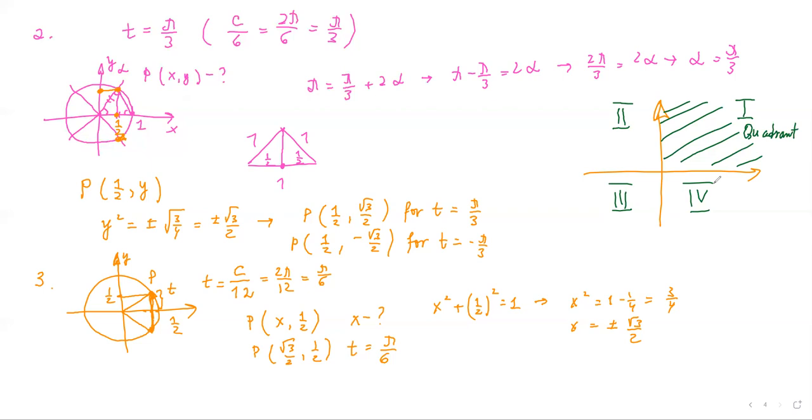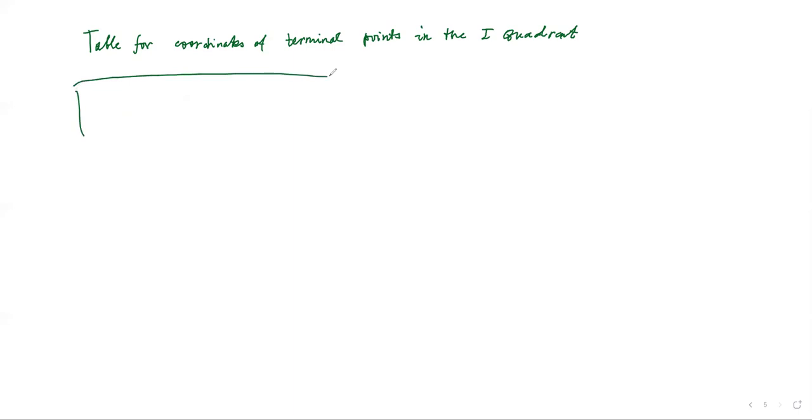Okay, so I'm going to put a table for terminal points in the first quadrant. I'll need a new page. So, table for coordinates of terminal points in the first quadrant. Well, the table is very simple. We don't have that many points, right?